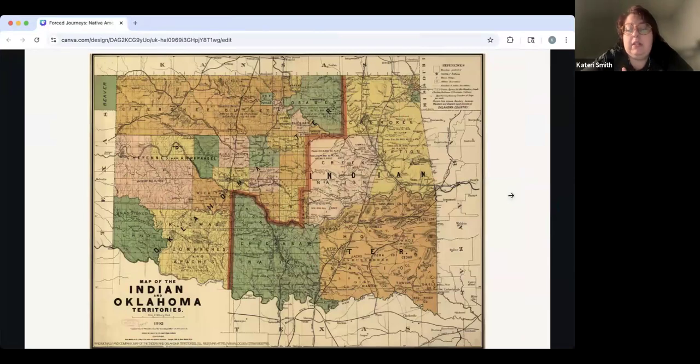Many of these tribes would be moved to what is now Oklahoma. Some, like the Lakota, would stay in South Dakota, but largely many of the tribes would be pressured to move to Oklahoma, and many would be forced into Oklahoma.